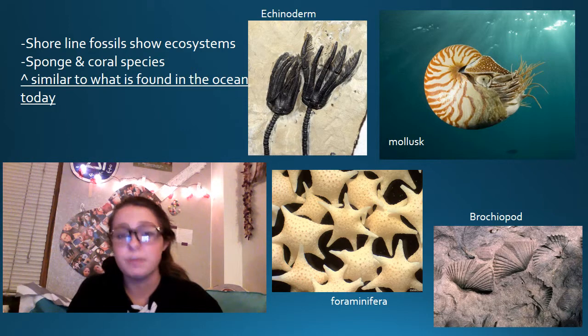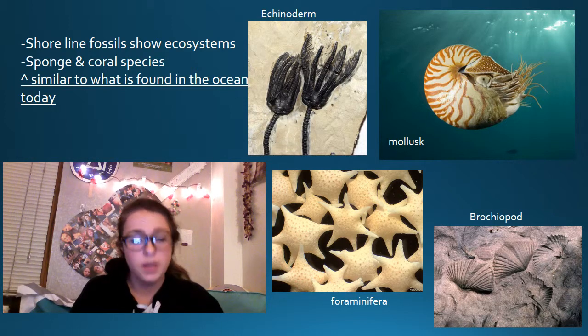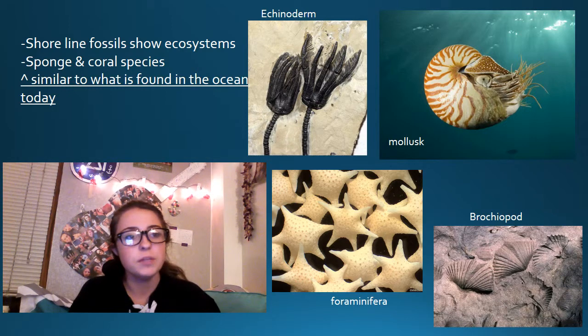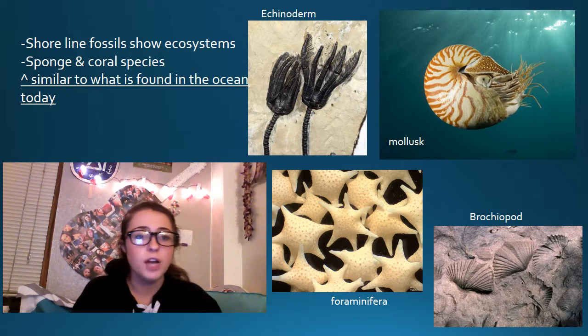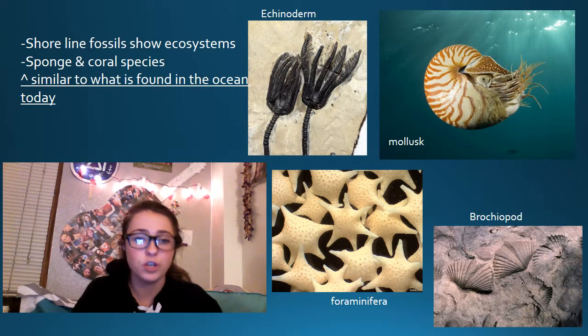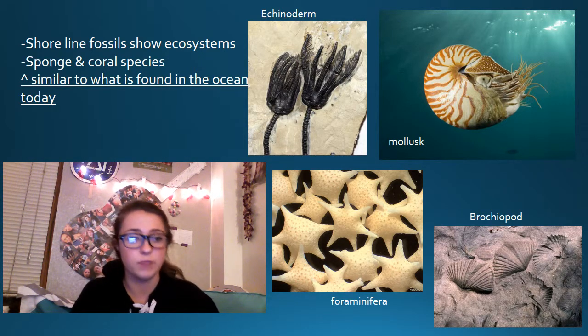Let's now move on to my favorite part, the marine life. The Permian marine deposits have a lot of fossil mollusks, echinoderms, and brachiopods. Shallower water fossils show large and diverse ecosystems with numerous sponge and coral species, as seen to the right.